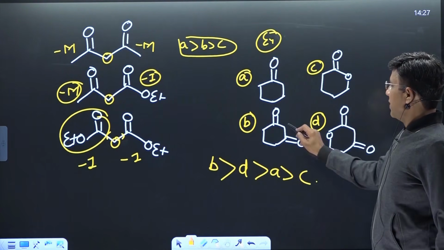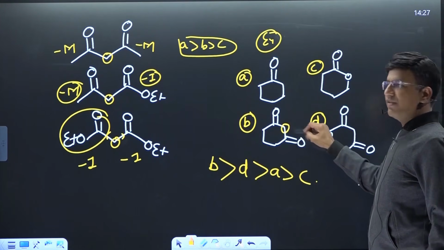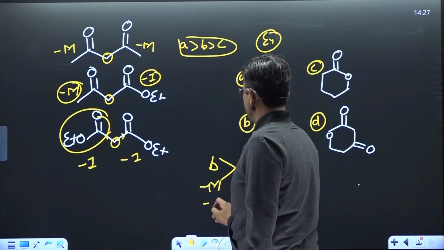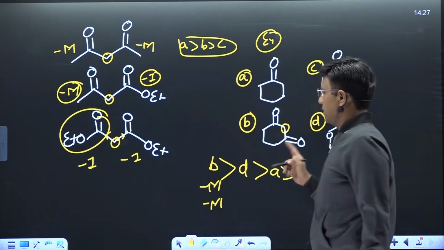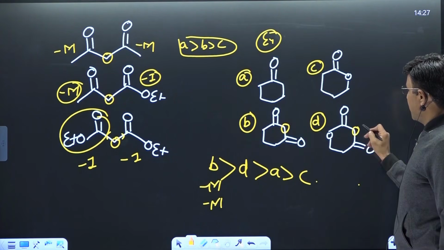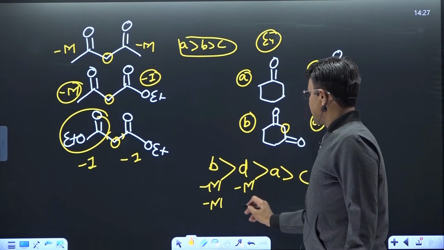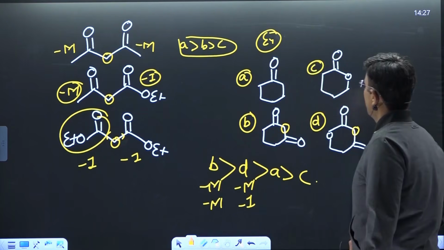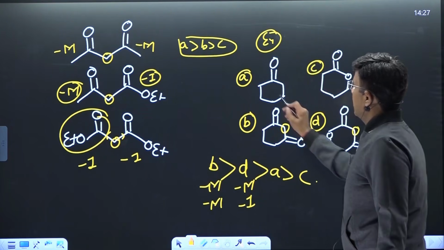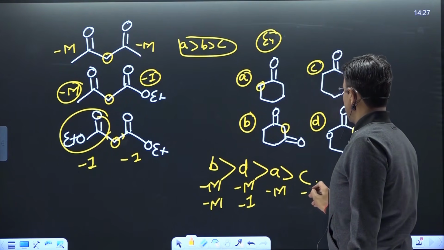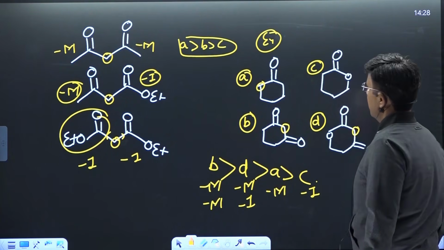First of all, B is our active methylene, right? There's minus M on both sides, isn't there? So in B, we'll write minus M, minus M. Two minus M will be placed inside the conjugate. Then in D, a carbanion will form here. So the ketone will have minus M. And what will the ester have? Minus I. Then in A and C, in A there's only a ketone here, right? So minus M, and for C, minus I.